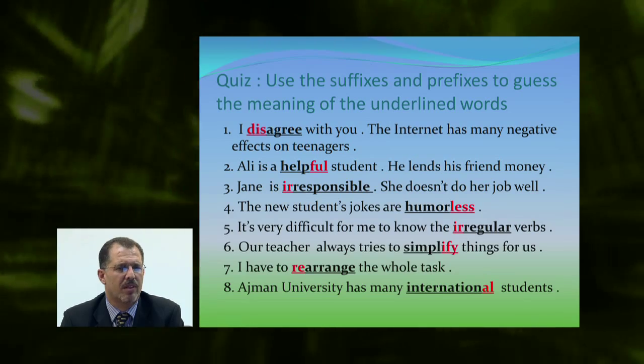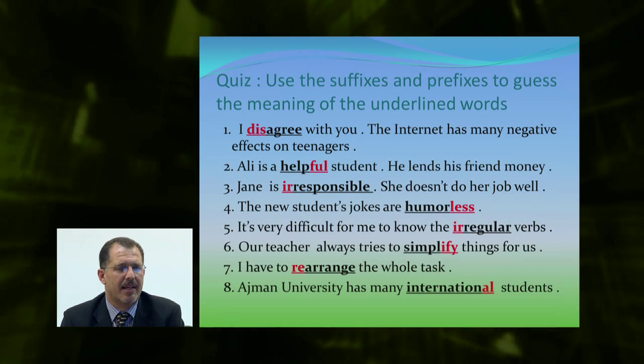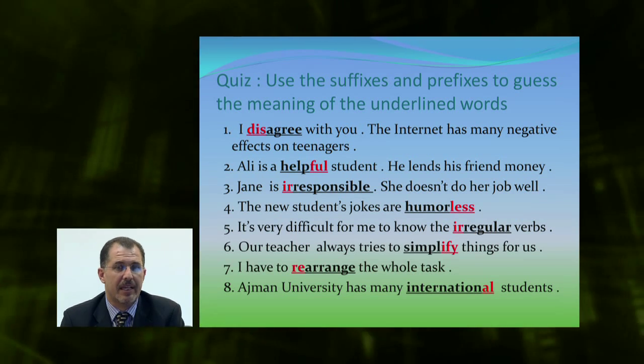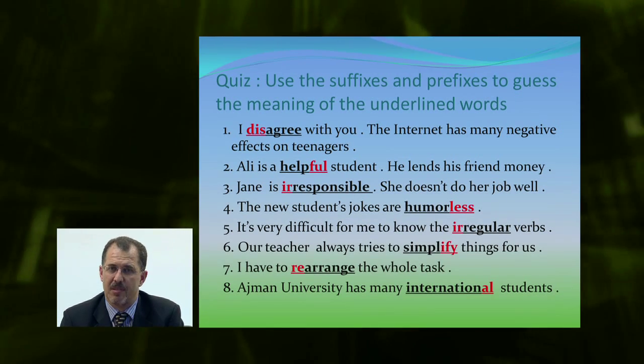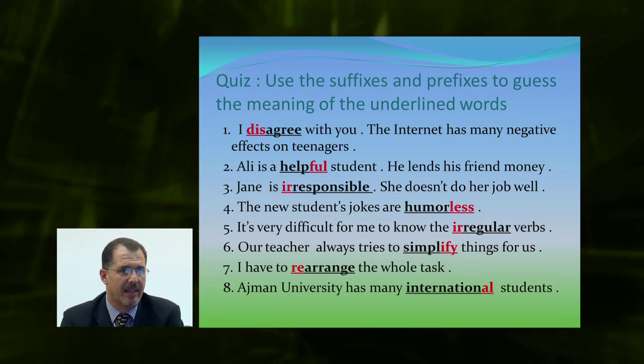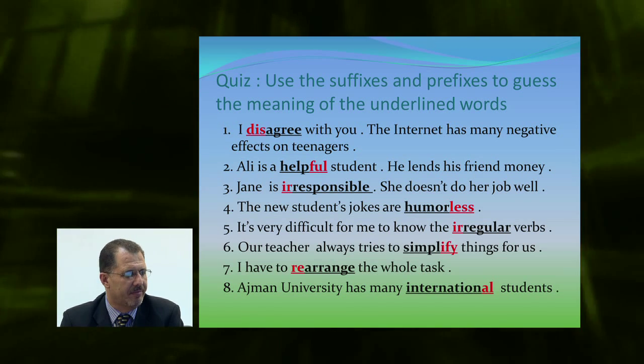Now what about the third one? Jane is irresponsible. What do we have here? We have the prefix ir. What does it mean when I say irresponsible? Try to remember what we talked about. We talked about an example which says irregular, which means not. What about this? Responsible, irresponsible. Try to follow the same strategy.